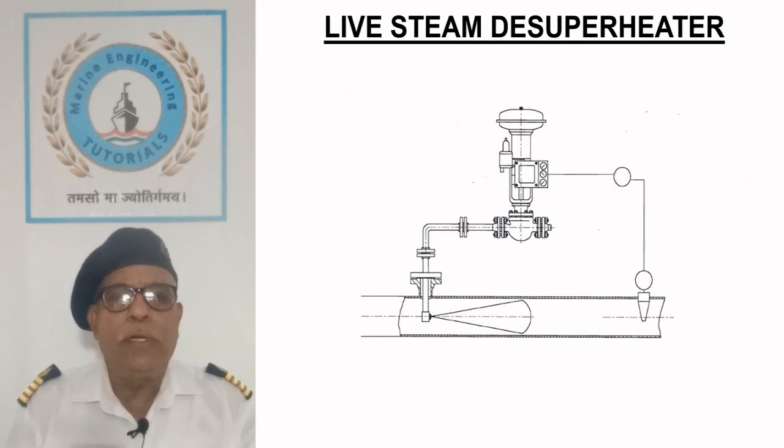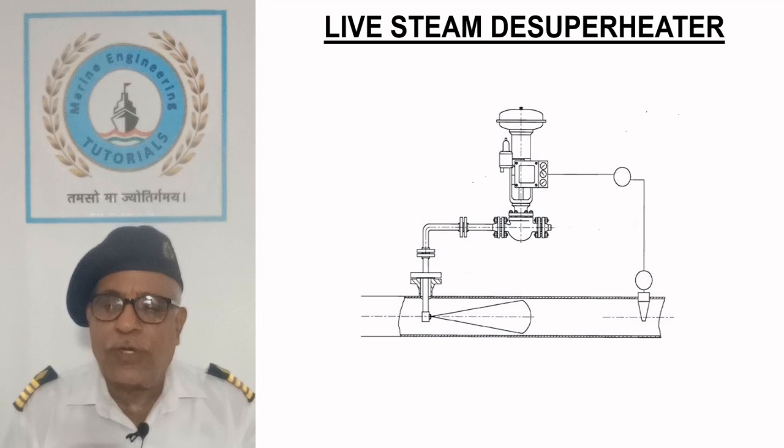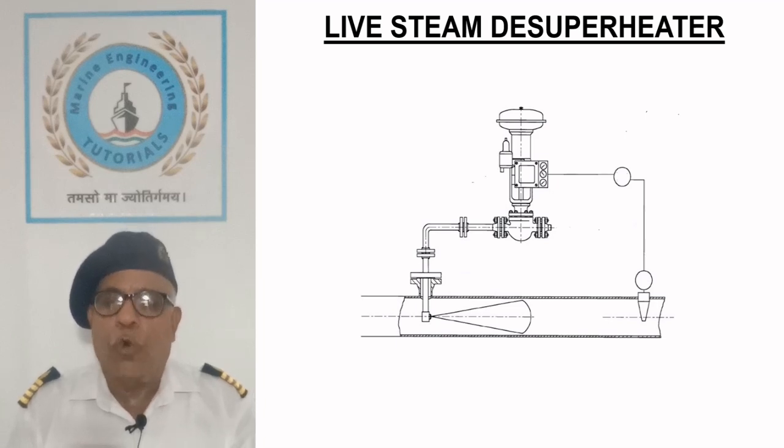Live steam de-superheater. The sketch shows a live steam de-superheater which is sometimes used on motor ships, especially on conventional oil tankers when inert gas plant is operated, either for topping up the cargo tanks or while starting up the cargo discharge operation when the steam demand is low and a minimum boiler load of 30% is essential for maintaining satisfactory operation of inert gas plant.